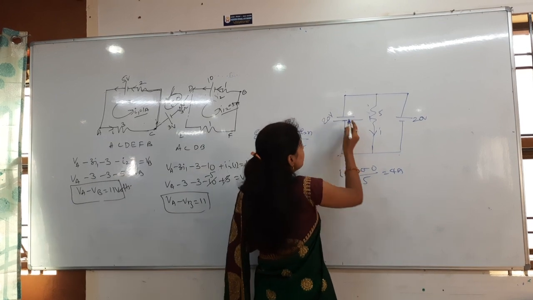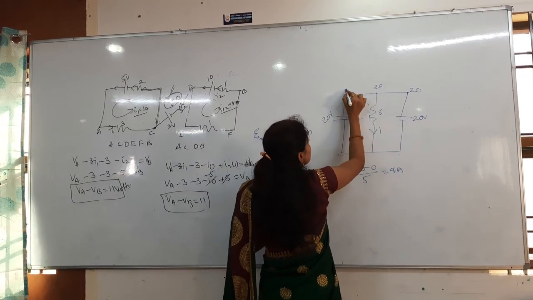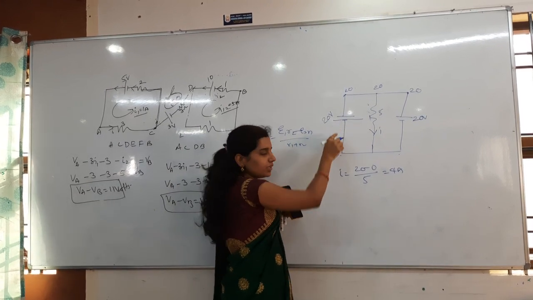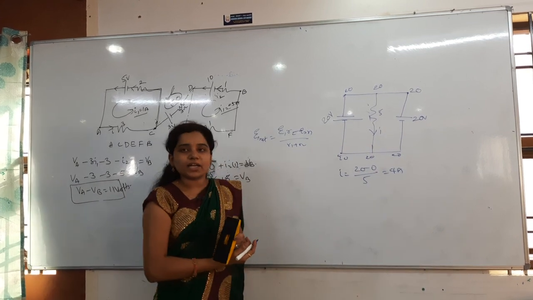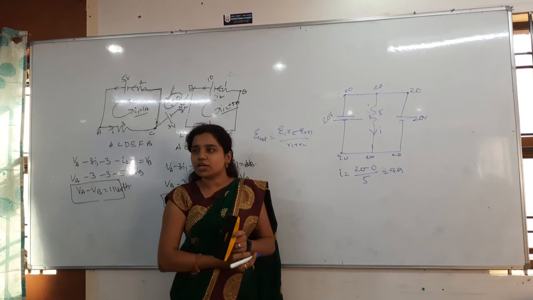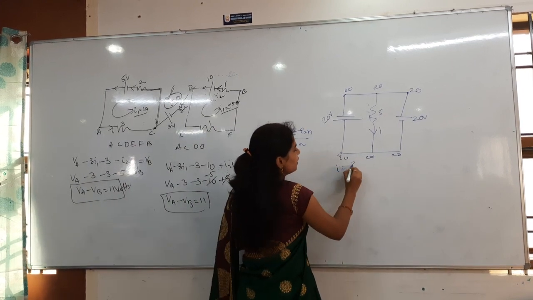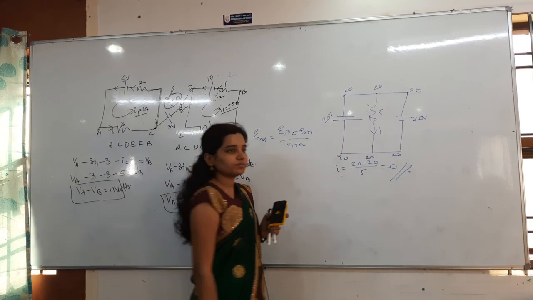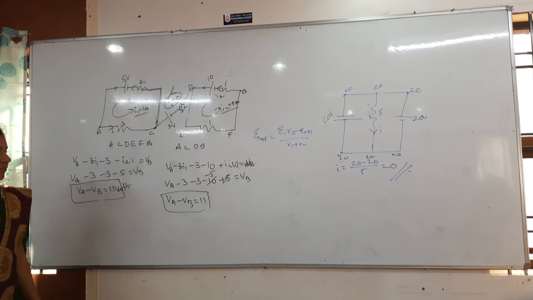So if I take this one as 20, this one is also 20, this one also 20. Okay, finished. Then what about this one? This one is also 20, right? Everywhere it is 20 only. Then what is the current flow? 0. There will be no current flow, because there is no potential difference. So I is equal to 20 minus 20 by 5, which is 0 amperes. Clear? Then next problem.